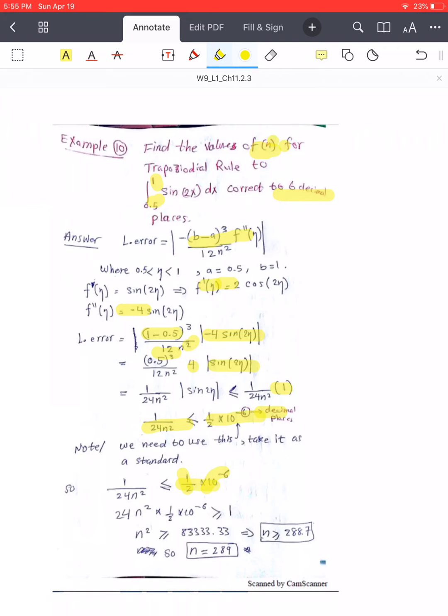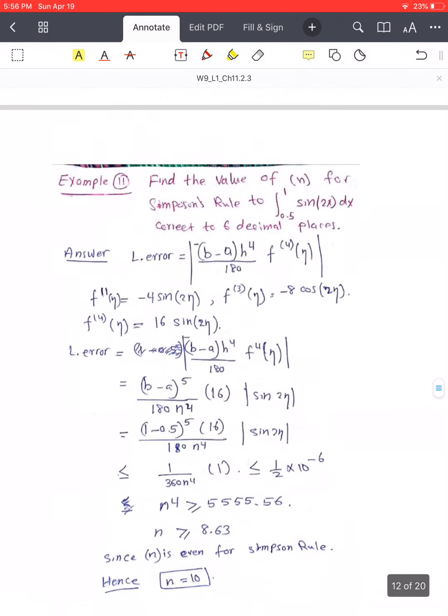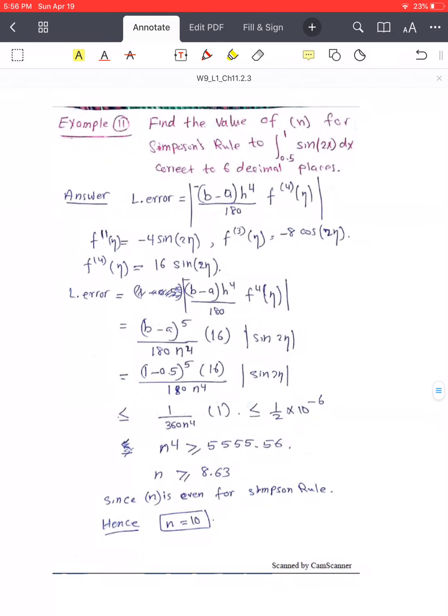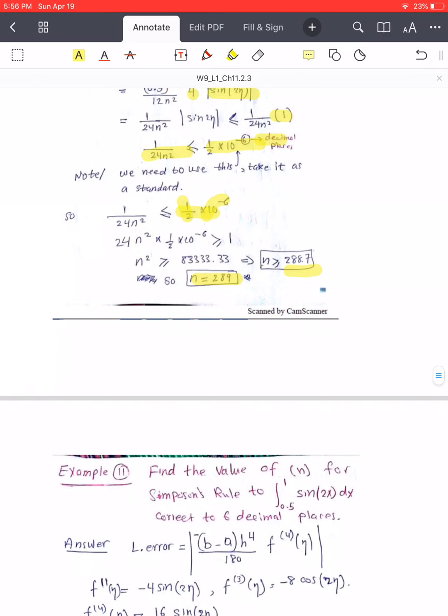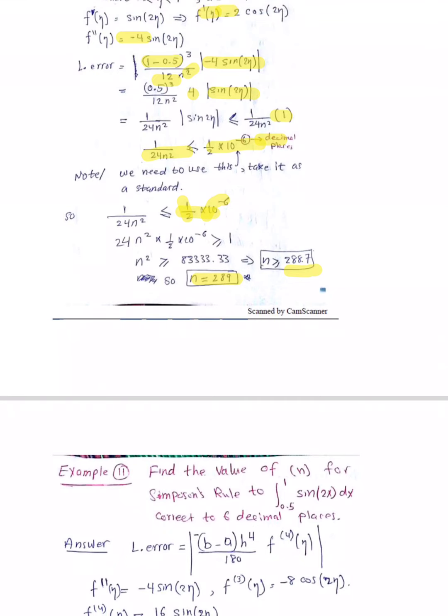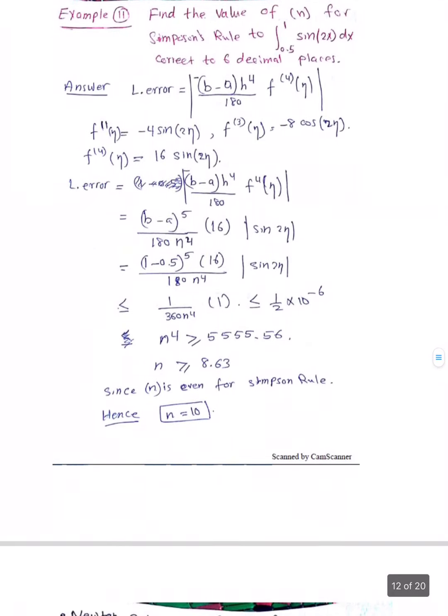Solve this, n squared greater than or equal to this. If you use a calculator, you find this number. It's not difficult. But here, what is n? It should be greater than this number. So what is the smallest integer which is greater than this number? It means 289. That's why he put 289, because n should be an integer. We'll repeat the idea, but for the trapezoidal rule. So, before I forget, to obtain the answer correct to 6 decimal places we need 289 iterations at least.